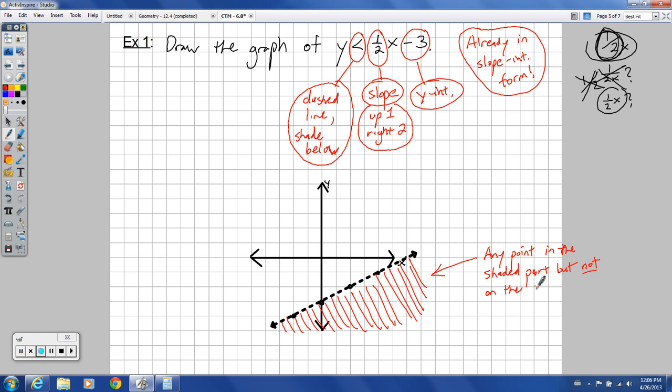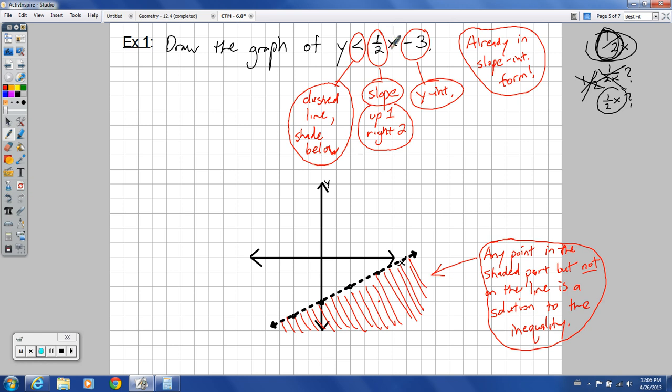So any point in the shaded part but not on the line is a solution to the inequality. And so what that means is, let's say we picked a point, 3, negative 3. If I plug that in up here, I'll just do that mentally. Why don't I pick 4, negative 3? A little easier to deal with the 1/2 fraction like that. So let's say I picked 4, negative 3, point right there, and I plug that in mentally.